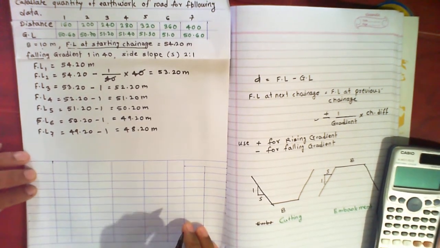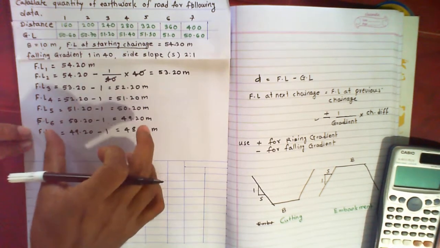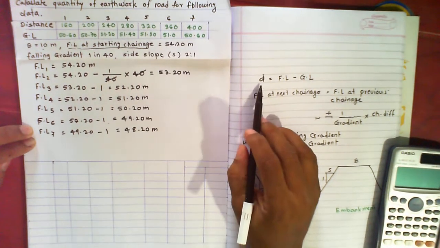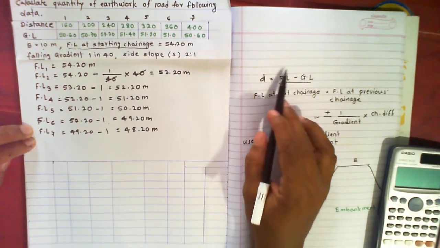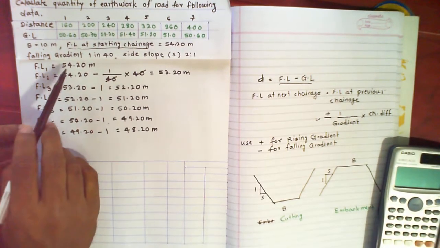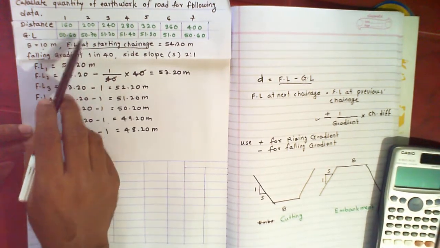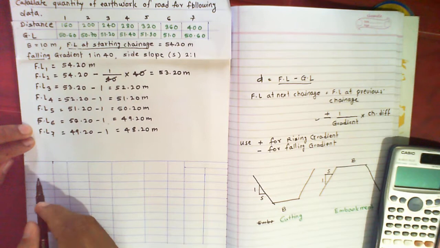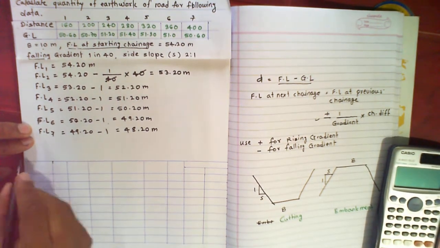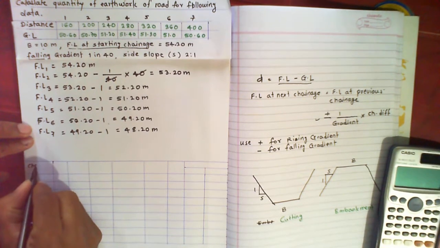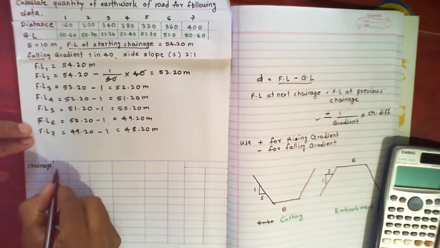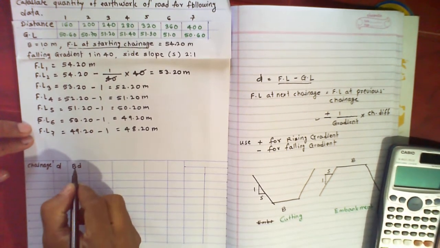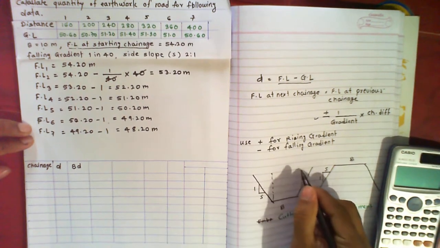So putting all these values in this table format for the mean area method, we have the depth formula as FL minus GL. So FL1 minus GL1, FL2 minus GL2, FL3 minus GL3, and so on. So we can calculate the depth. So this first column is for chainage, this second column is for depth, third column is for B into D, that is rectangular area. This part is rectangular area.